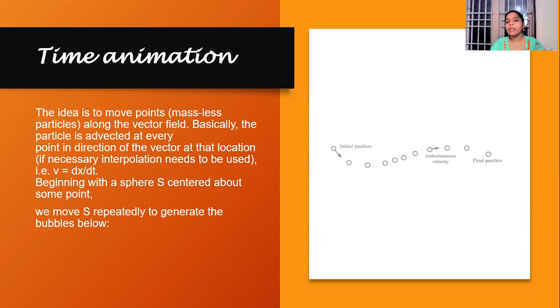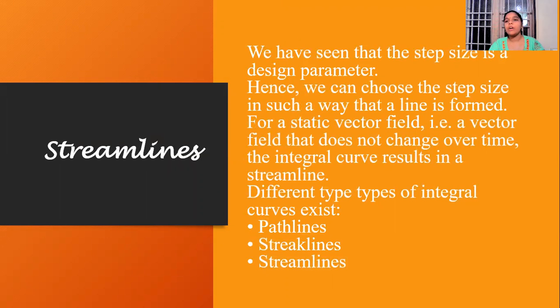If we look at the picture, the initial position is at this place. If we move continuously, the bubbles are generated, and there is a time animation until they reach a final position. This is how the time animation is represented in the vector field. Next one is the streamlines. What is a streamline? We have seen that step size is a design parameter.